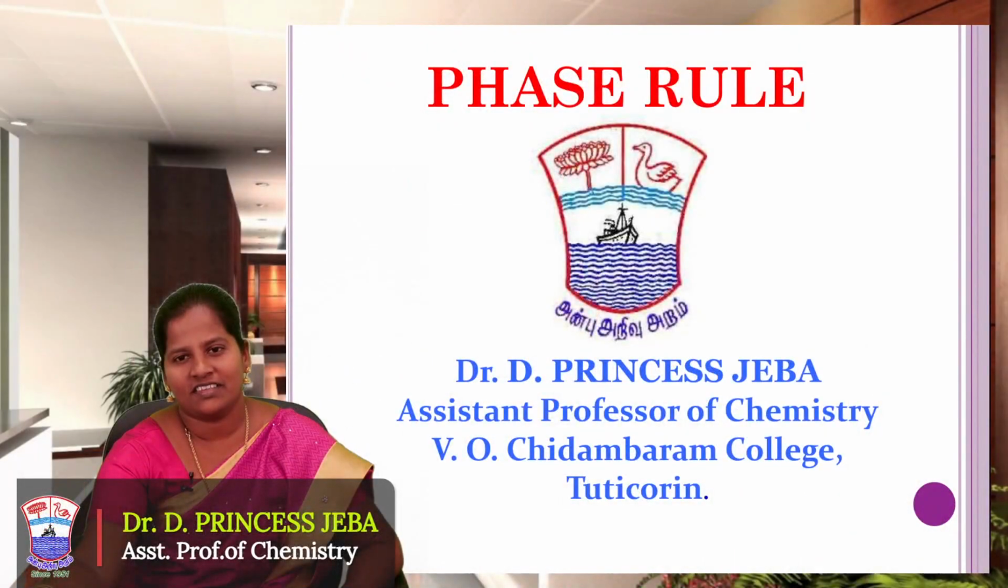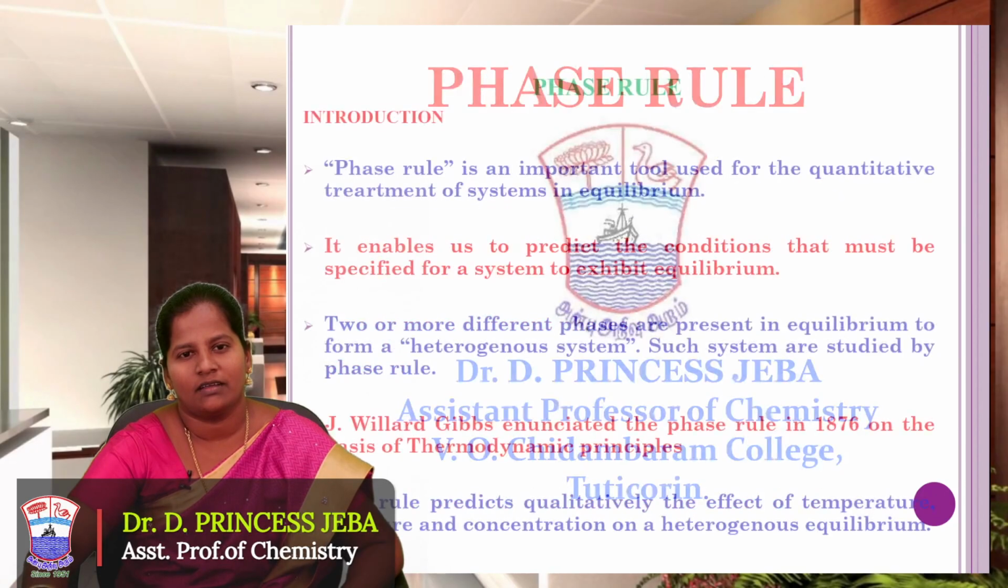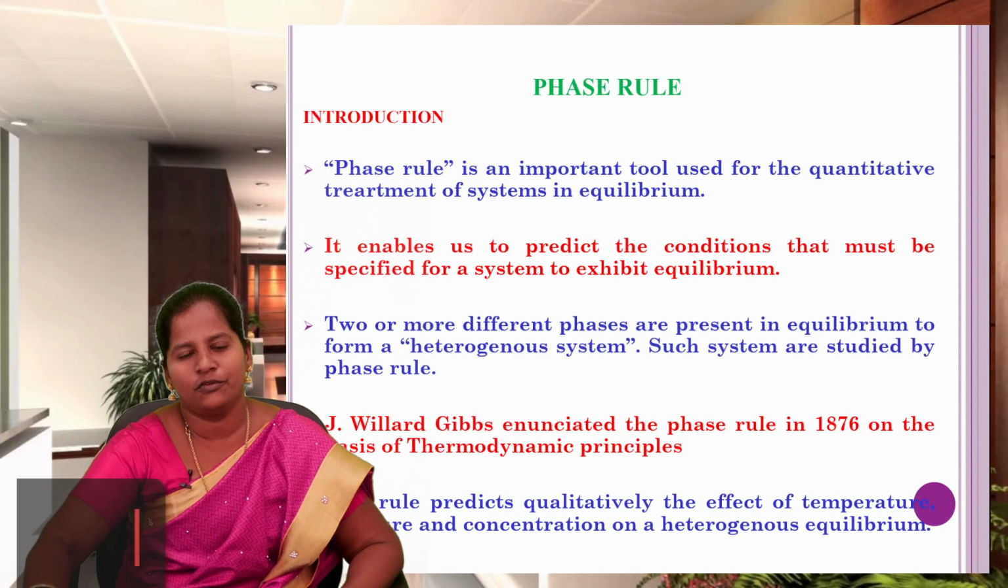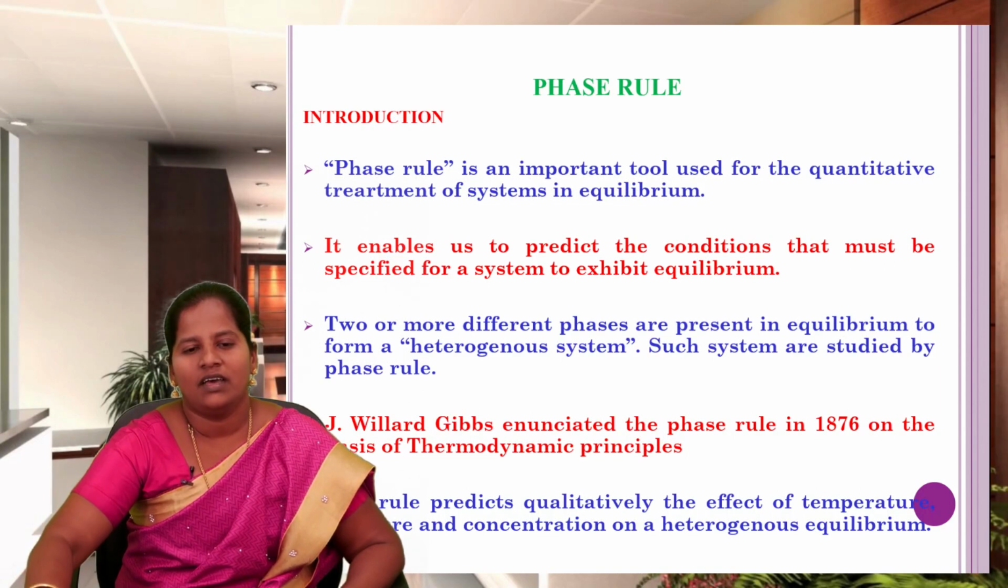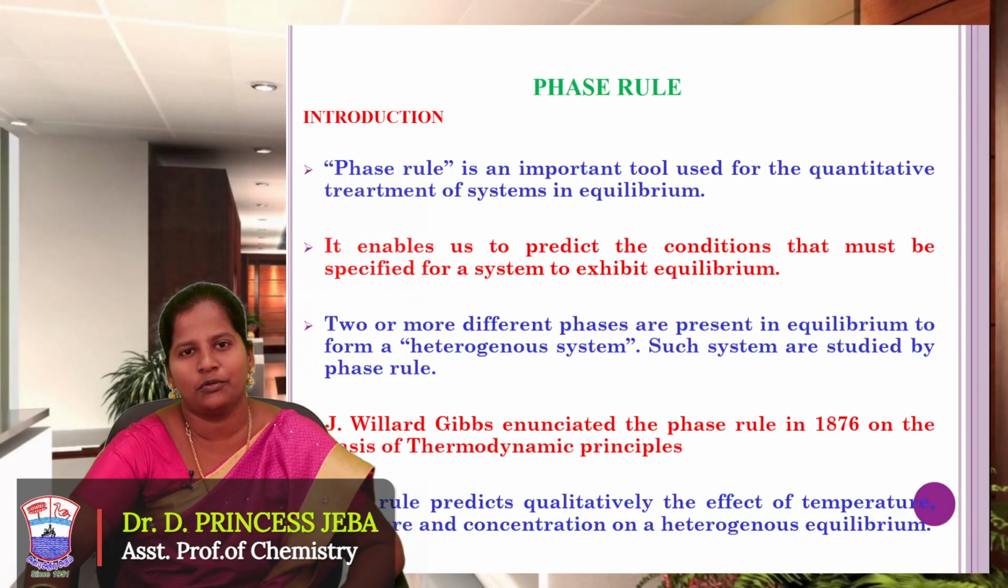Today we are going to discuss about phase rule. Phase rule is an important tool which is used for quantitative treatment of systems in equilibrium. It enables us to predict conditions that must be specified for a system to exist in equilibrium. So first of all, we must know what is known as a system which is in equilibrium. Equilibrium is nothing but if two or more phases, or if a system exists in more than one phase.